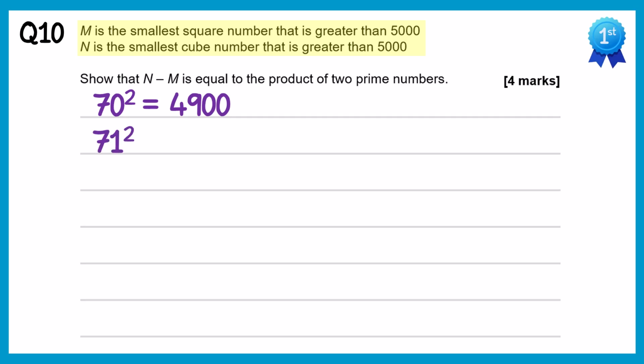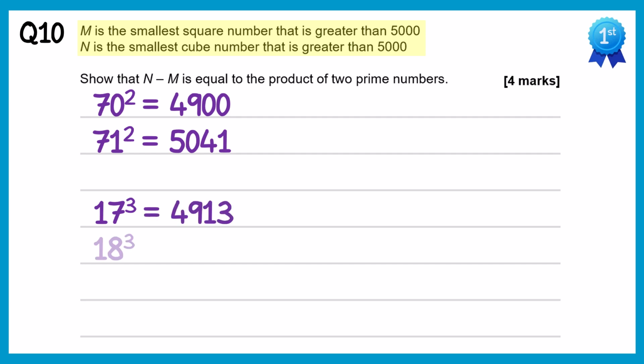If you do 71 squared, you'll get this, which is now over 5,000. So 5,041 must be the smallest square number that's greater than 5,000. Then if we do the same with cube numbers, 17 cubed is 4,913, but 18 cubed is greater than 5,000, it's 5,832. So we've now found that m must be 5,041 and n must be 5,832.